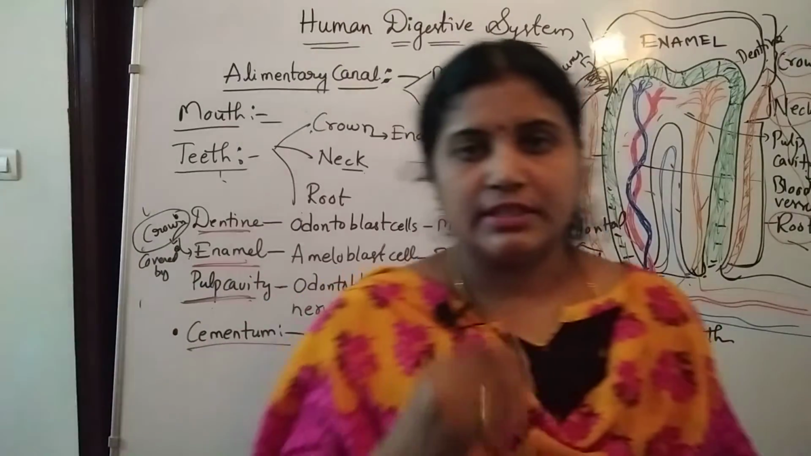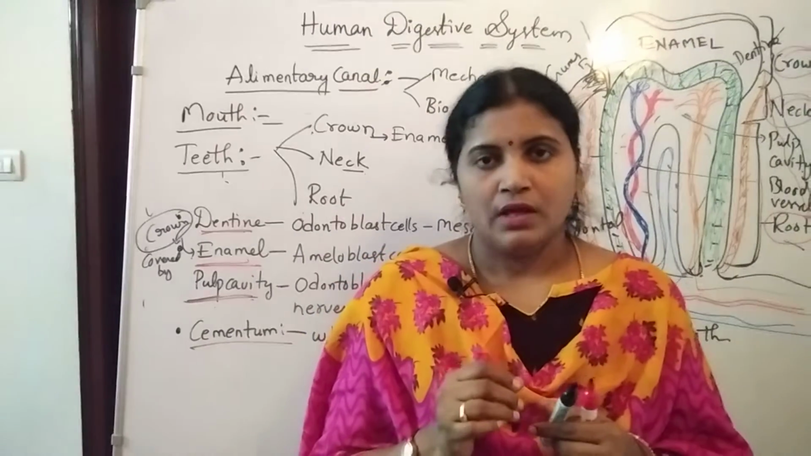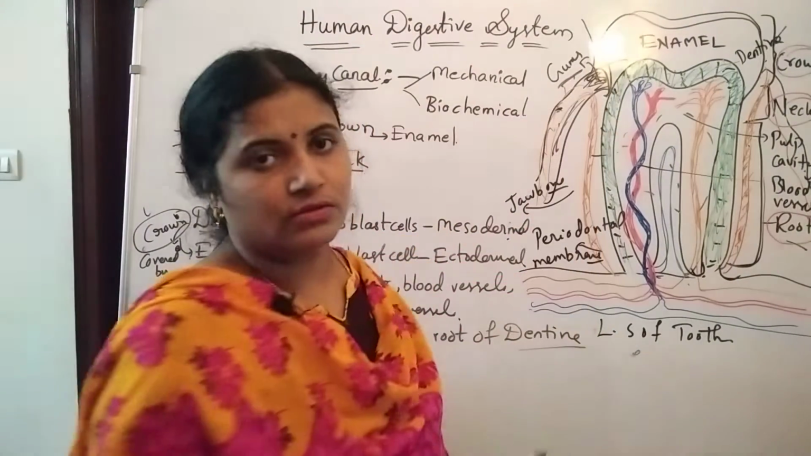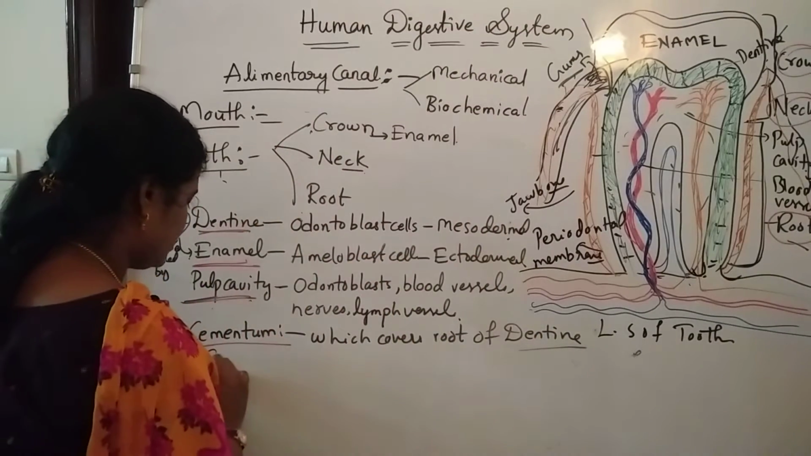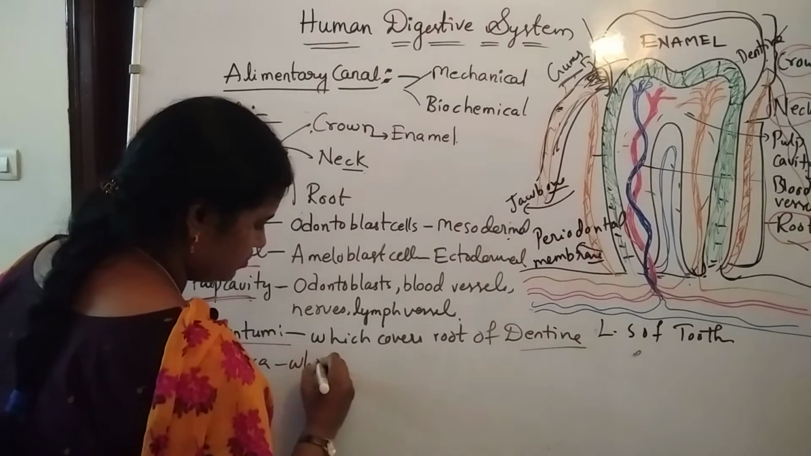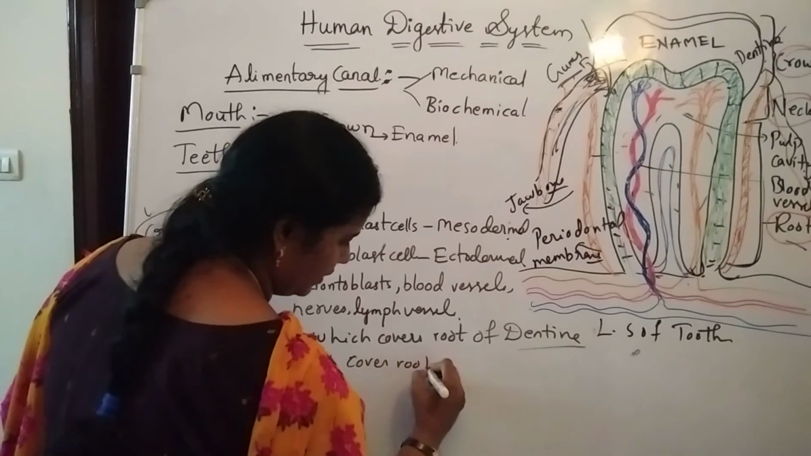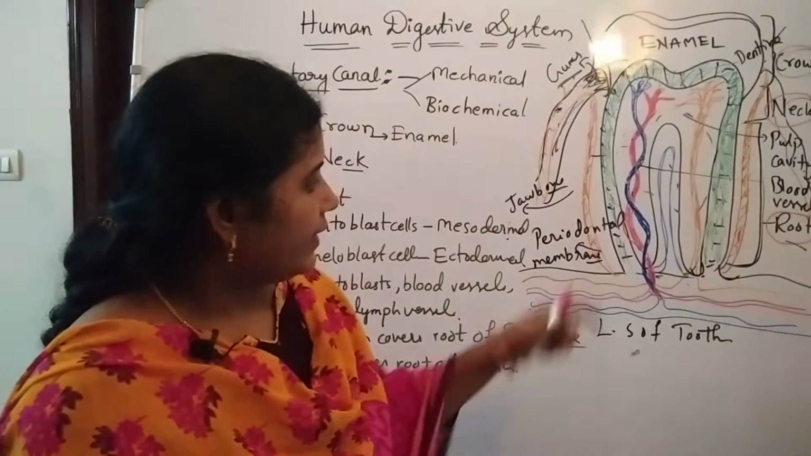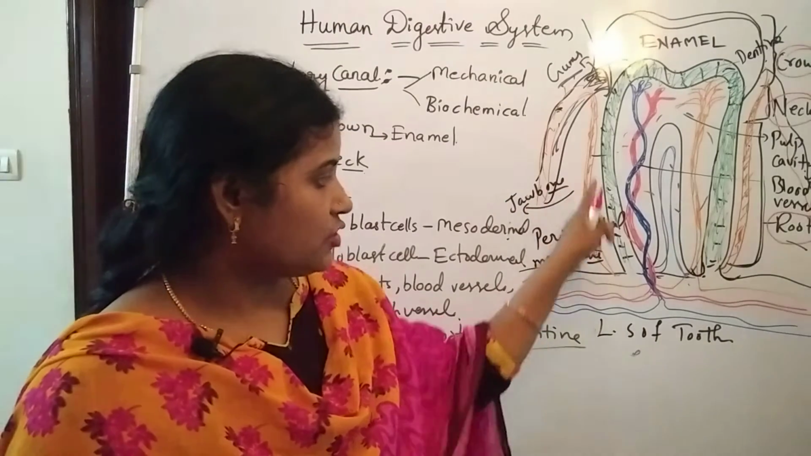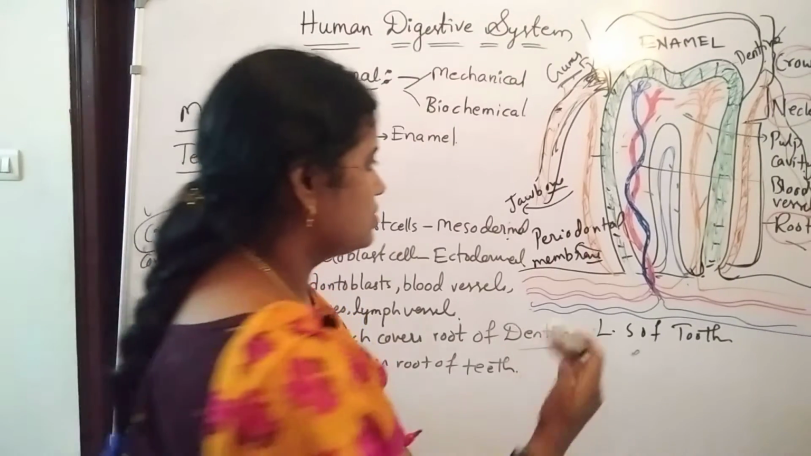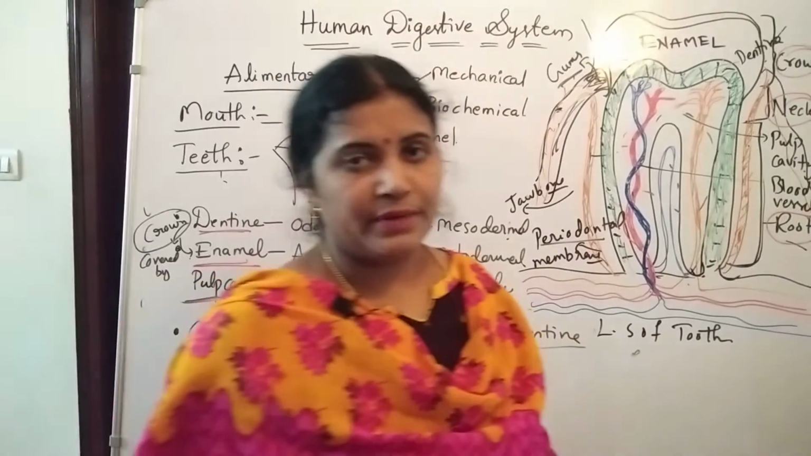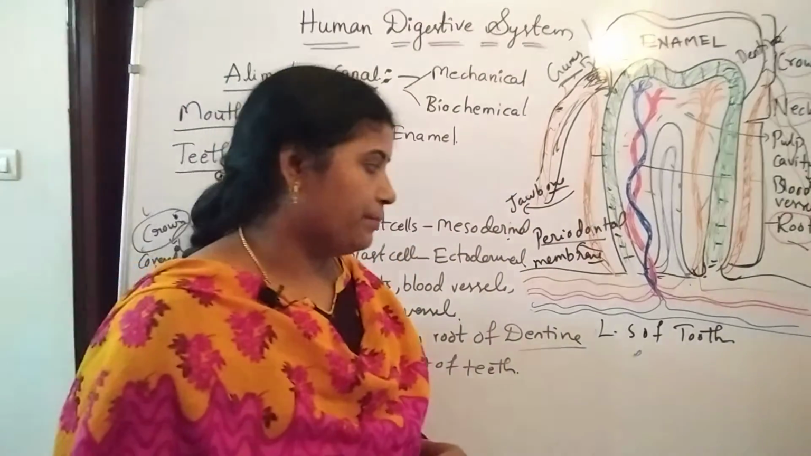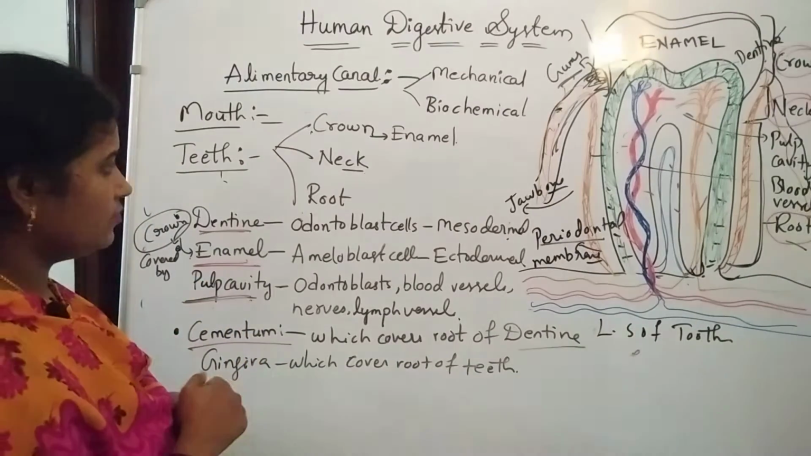The root of the dentine is covered by the gums, also known as gingiva. Remember this point: gingiva is nothing but gums, which cover the root part of the teeth. The root of the dentine is connected with the gums by the periodontal membrane. This orange colour portion is known as the periodontal membrane. The outer surface of the dentine is covered by the periodontal membrane. This was an important structure of the tooth.